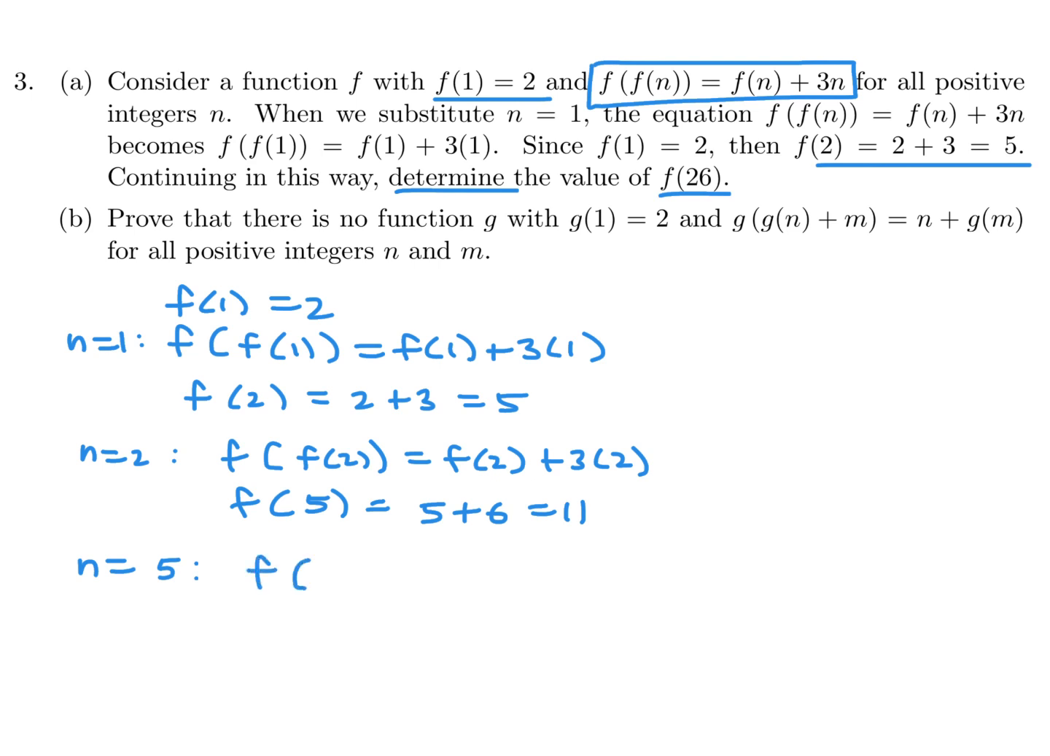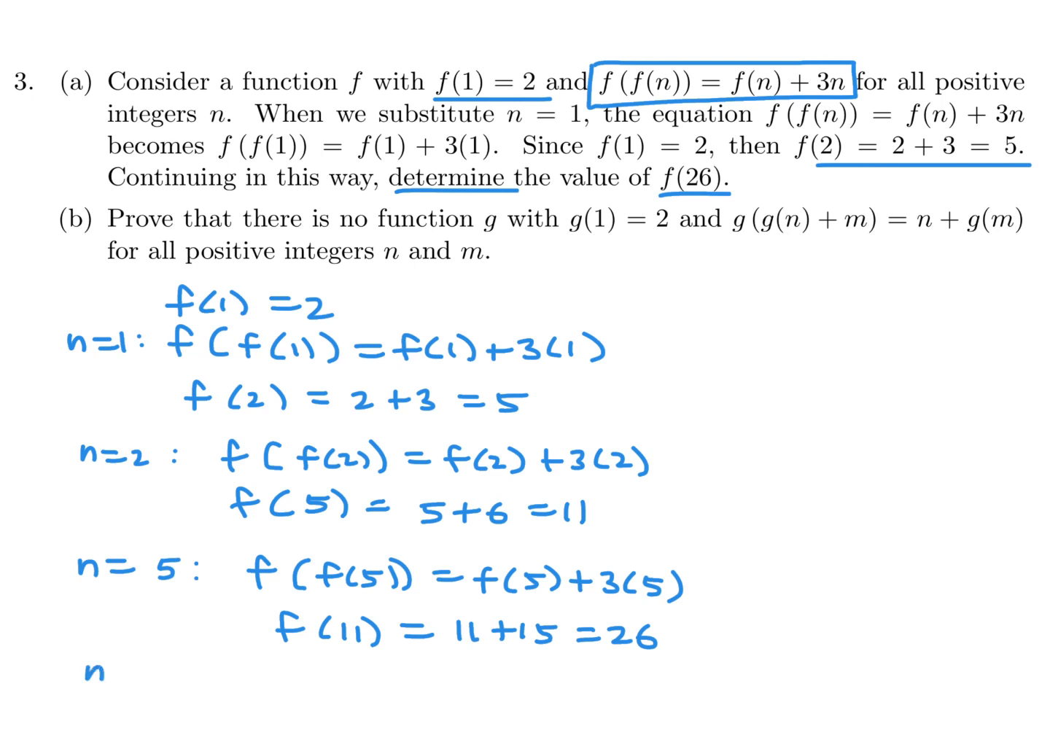So we have f at 5 this time is equal to f at 5 plus 3 times 5. And that looks like f at 11 is equal to, what was f at 5? 11 plus 15, which is 26. Aha, we got the 26. Oh, no. Wait, hold on. No, we still got to use n equals 11 here. I got a little excited there.